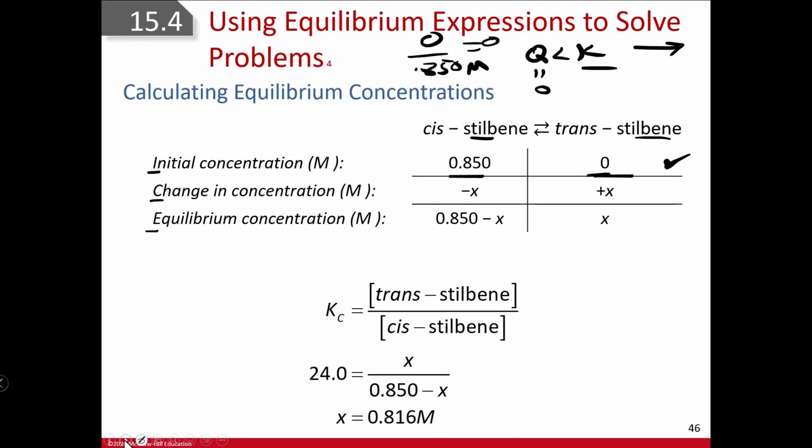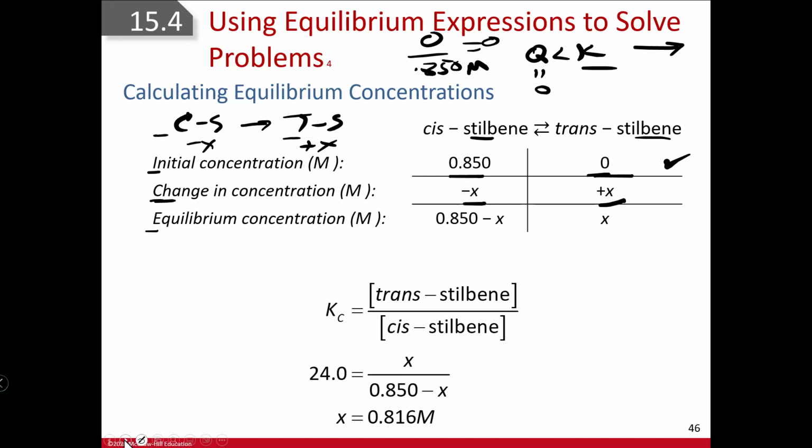How much of this stuff are we going to lose? Well, because it was cis-stilbene, I'll just call it CS, going to trans-stilbene, and the coefficients in front were 1, then we know we're going to lose X amount of this, and we're going to gain X amount of the trans-stilbene. So that's why in the change row right here, we're going to lose X amount of the reactant, we're going to gain X amount of the product.